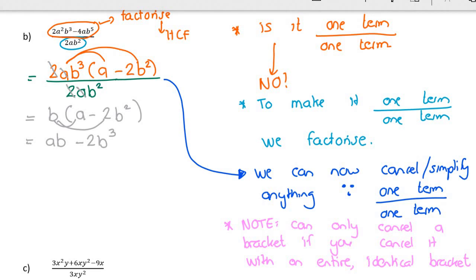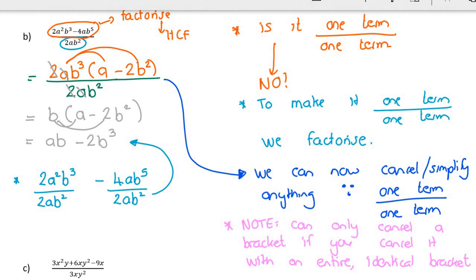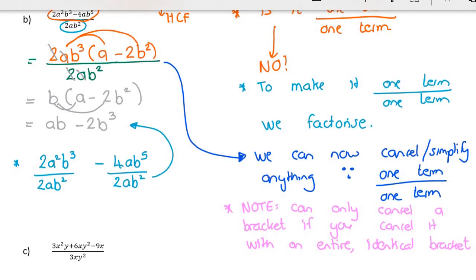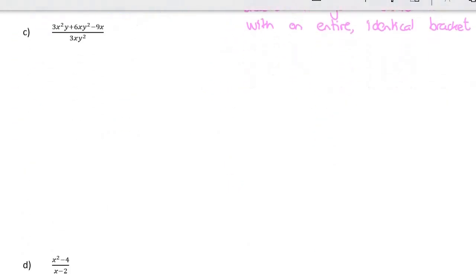Okay, now notice I could have done the first method. I could have split this into 2 different denominators. So what I could have done here, I'm just going to write it in, is I could have said that it's 2a squared b cubed divided by 2ab squared, and it's 4ab to the power of 5 over 2ab squared, and you would have gotten exactly the same answer when you simplified each term. However, let me say this again, it doesn't work for all fractions. And so I'll show you the question after the next one. I'm going to show you an example of where it doesn't work, and that's why we generally try and avoid that method. Okay, question C.